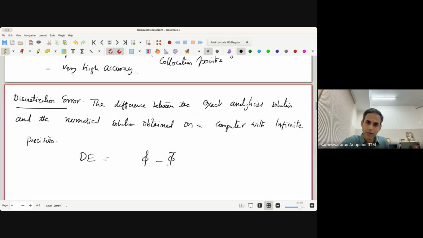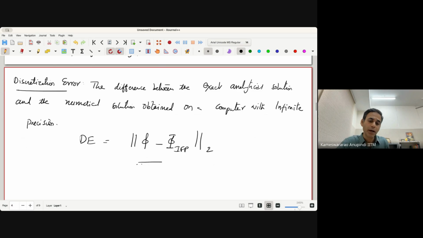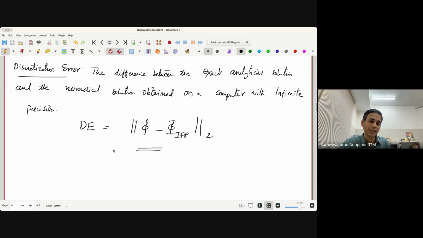Okay, that means discretization error is going to be, we have phi, that is the exact analytical solution, and then we have capital phi. Okay, obtained on an infinite precision computer. That means this is something that we don't have access to, right? Because all the computers we have are finite precision computers. But this difference between the exact solution and the numerical solution, capital phi, obtained on an infinite precision computer, we call this the discretization error.